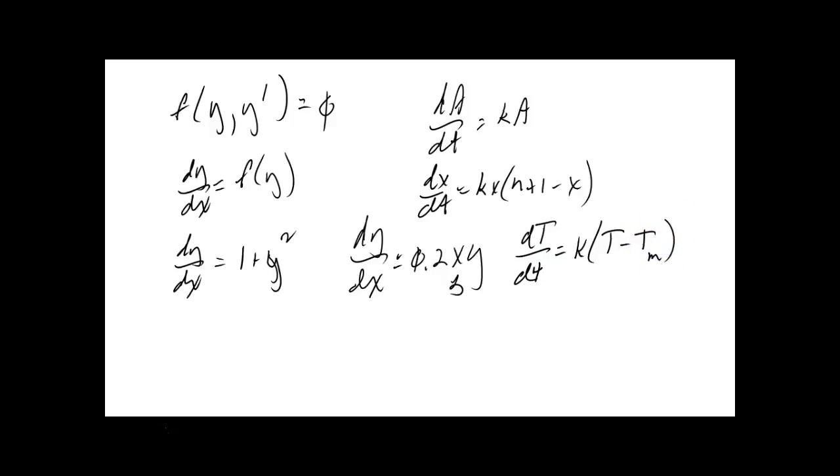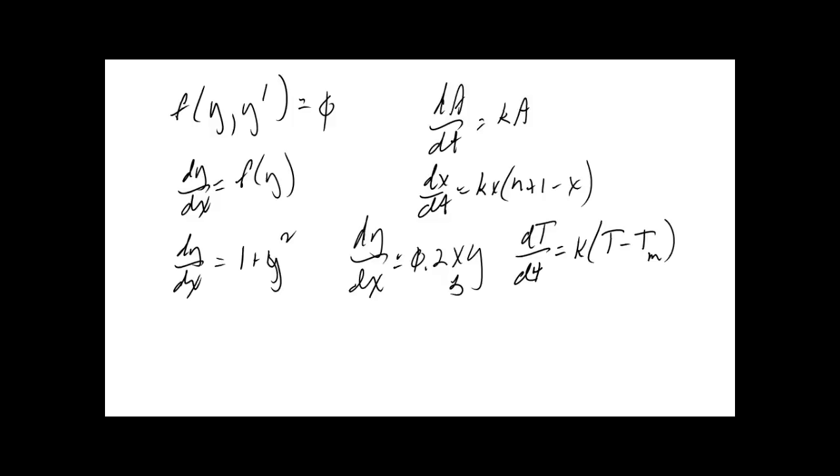Now you could use any suffix you want to. I usually am used to seeing it as T0 or TA or something like that. And this says the rate of change of temperature is proportional to, or equal to, K times the difference of T with the ambient temperature. And that makes sense, doesn't it?